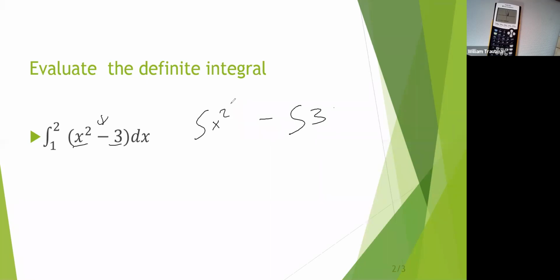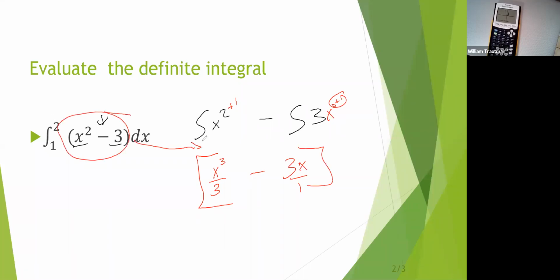So integrating this x squared, we already know you add 1 to the power, and then you divide by the new power. The new power is 3, so we divide by that. Here we have a 3. And remember, integrating a constant, constant is like x to the 0. So you add 1 to it and you get x. And then you divide by the 1, which doesn't change anything. So this is our integration.